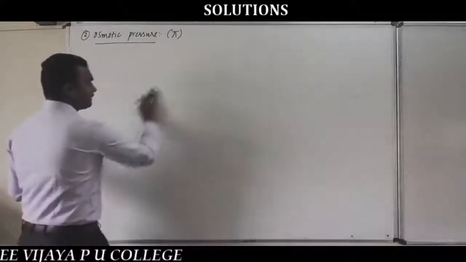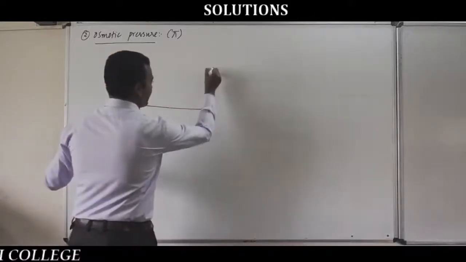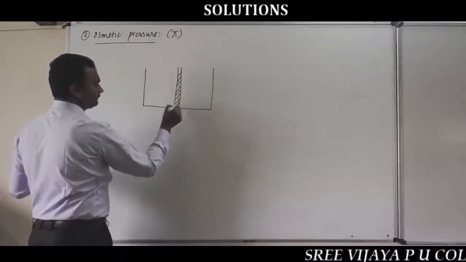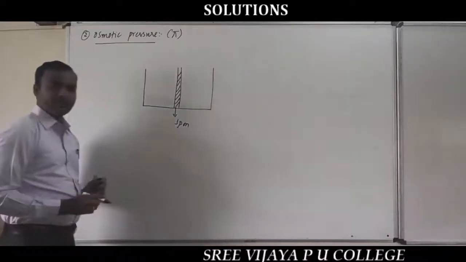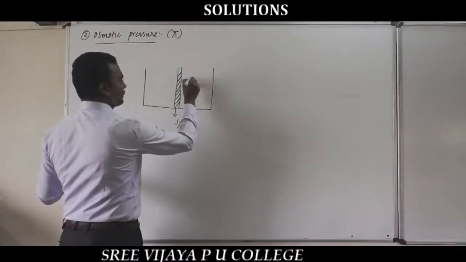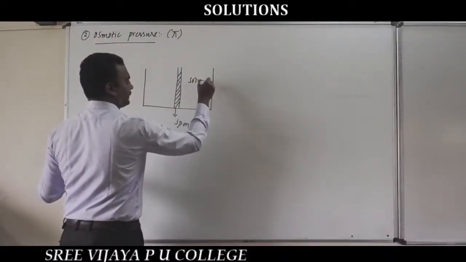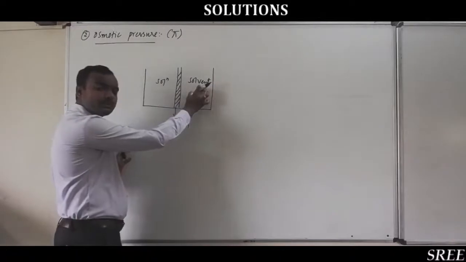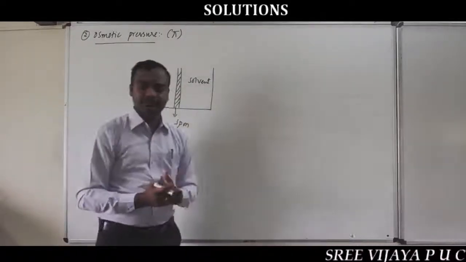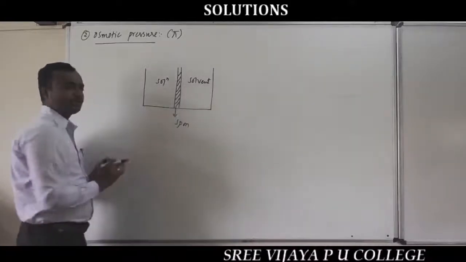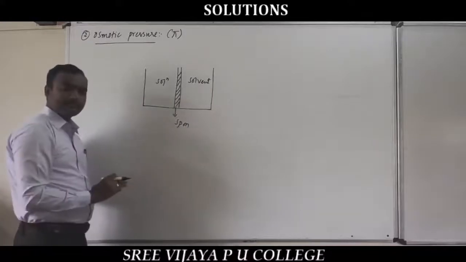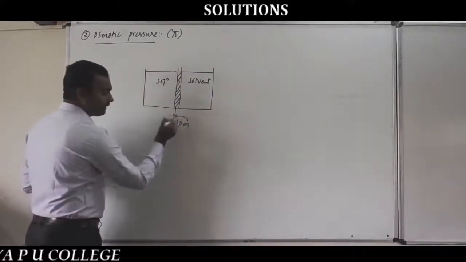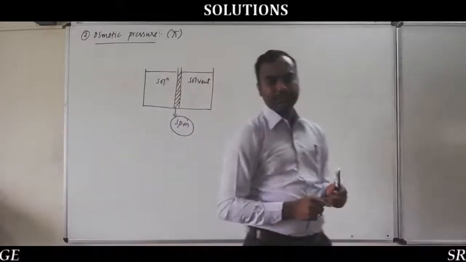Now, let me take a simple diagram. In this diagram, I am going to make two compartments, separated by a semi-permeable membrane. On one side I take a pure solvent, and in the other compartment a solution. Or in one compartment a solution of lower concentration and in another a solution of higher concentration. The semi-permeable membrane allows only solvent molecules to pass through it.